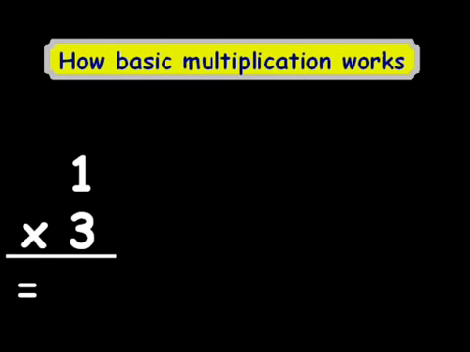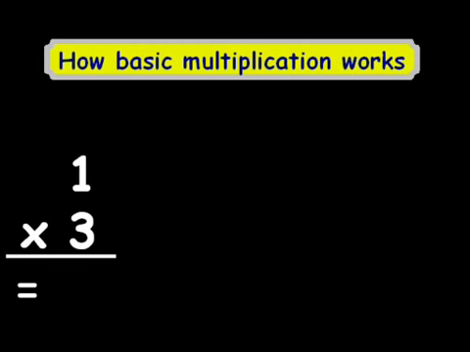Okay, in this video I'm going to explain conceptually how I would do multiplication in my head. What I have in front of me is the problem 1 times 3, and we want to figure out what that is. Now what I basically do is I think of it as, okay, I have 1 and I'm going to add that together 3 times or multiply by 3.